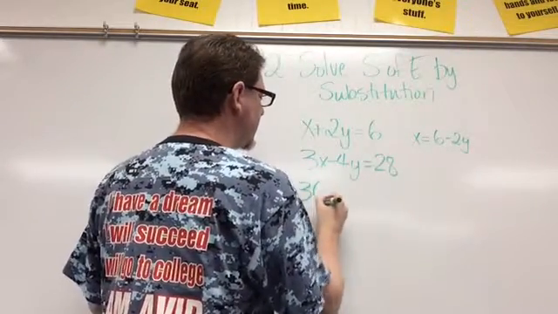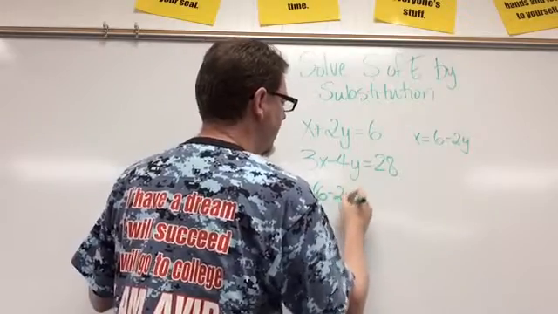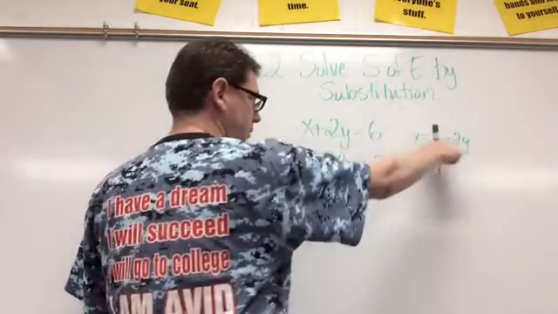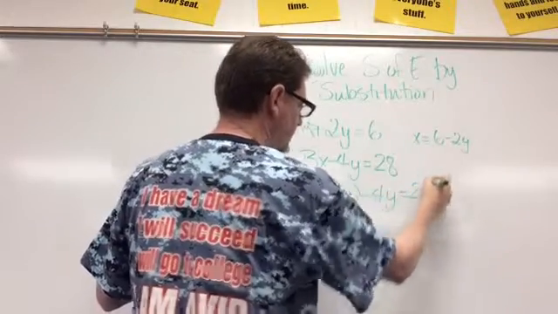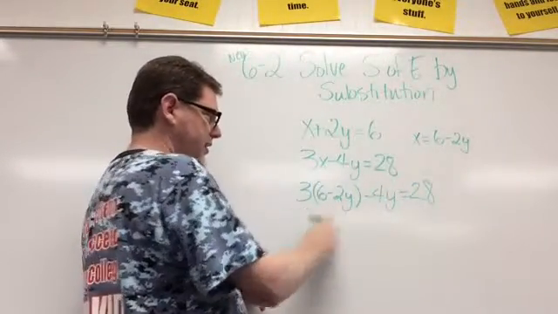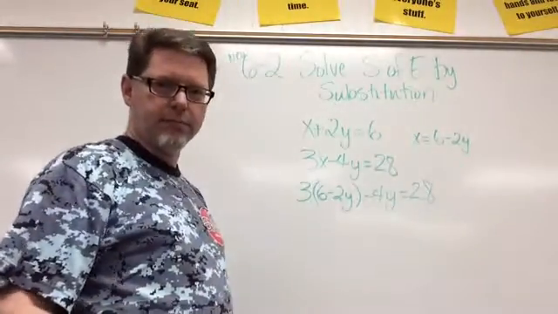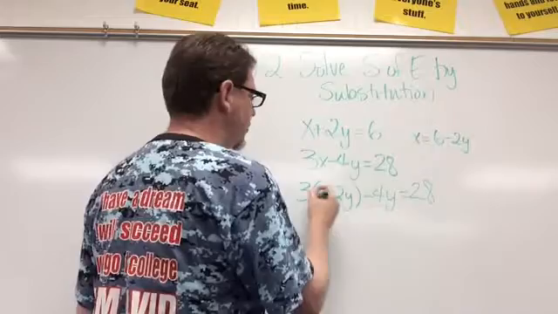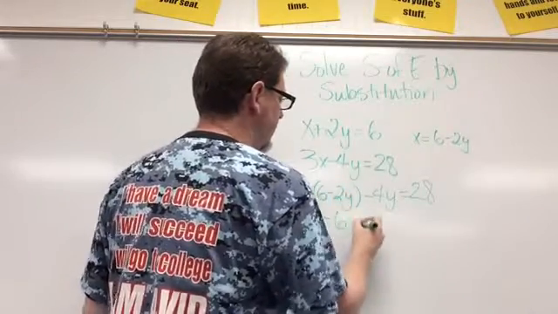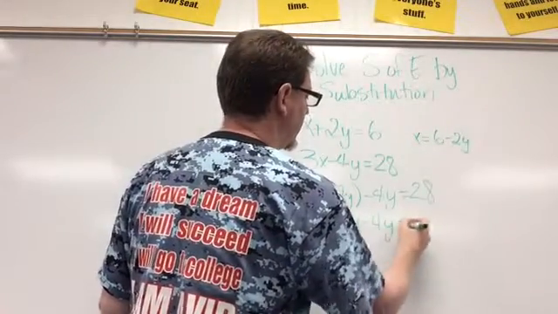So 3 times the quantity of 6 minus 2y, because that's what x equals, minus 4y equals 28. The only thing I changed is the x. Everything else is still the same. Now we need to do the distributive property. 3 times 6 is 18. 3 times negative 2y is negative 6y. Minus 4y equals 28.